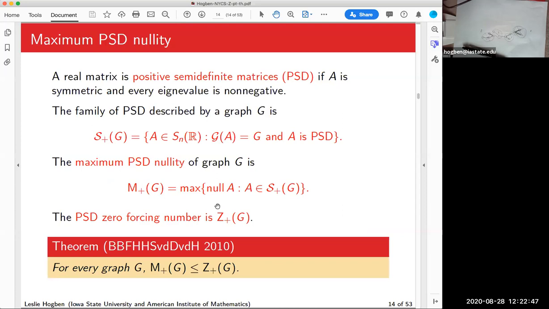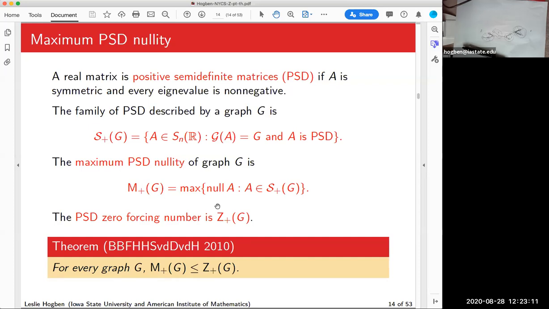So anyway, I'm going to talk today about two different variants, both matrix motivated, which is why I introduced the matrix motivation for the zero forcing number. So this is associated with positive semidefinite matrices, and then later skew symmetric or weighted adjacency matrices will be the third variant we're going to look at.